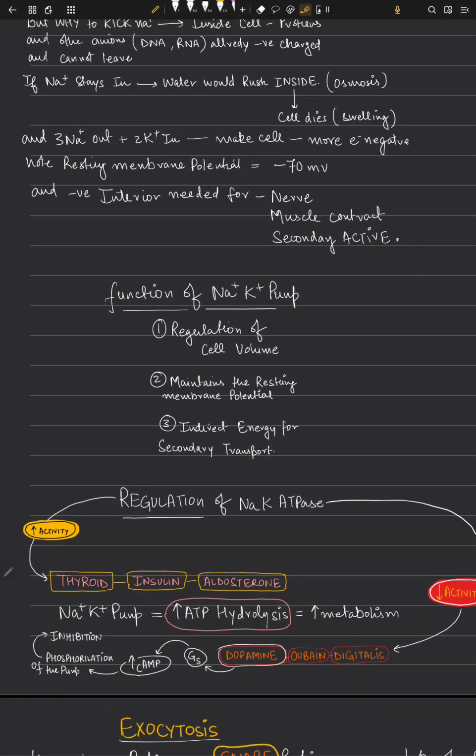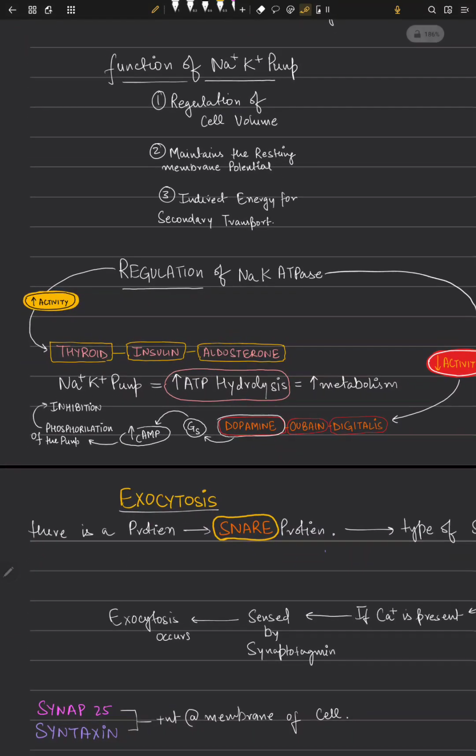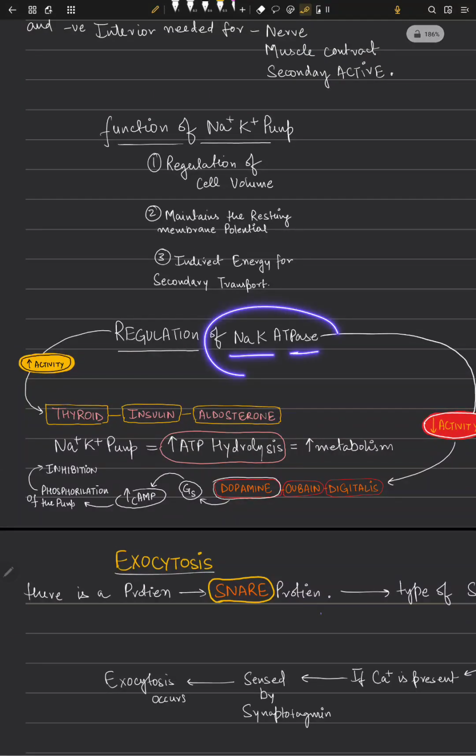What are the functions of the sodium potassium pump? They regulate the cell volume by regulating sodium, because water follows sodium. They maintain the resting membrane potential by maintaining an overall negative charge. They provide indirect energy for secondary transport. I'm going to tell you about this soon. Don't worry. Now, how to regulate the sodium potassium ATPase pump?